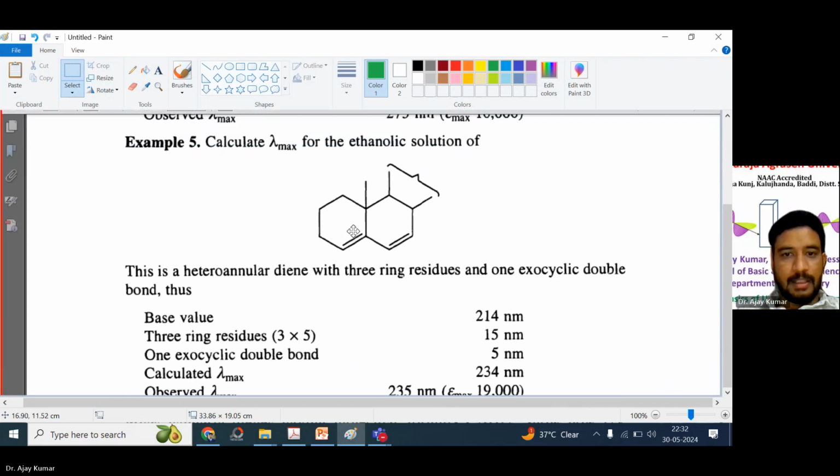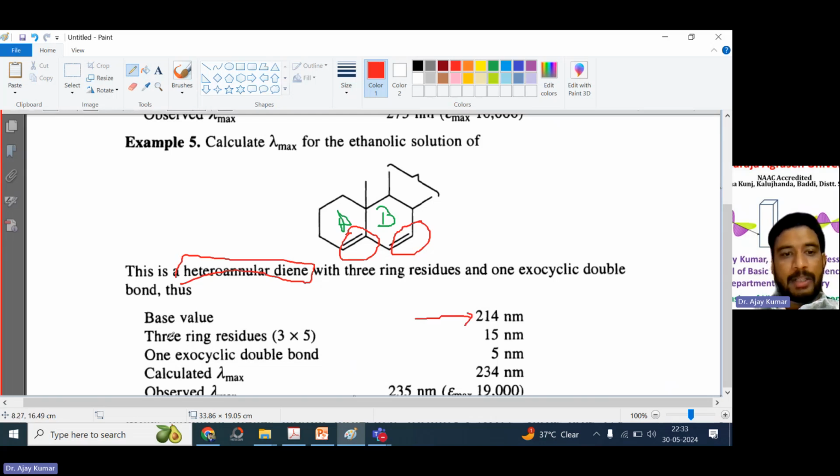Now, the first step is to identify whether the given diene is homoannular or heteroannular. So this is a heteroannular diene. Why? Because the two double bonds which are in conjugation are present in different rings. If we call this ring A and this ring B, this particular double bond is part of ring B, whereas this particular bond is part of ring A. So these two double bonds are present in different rings. That's why we call it a heteroannular diene. The base value for heteroannular diene is 214 nanometer.